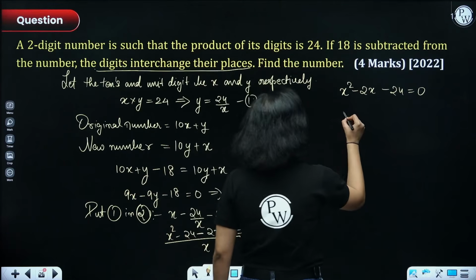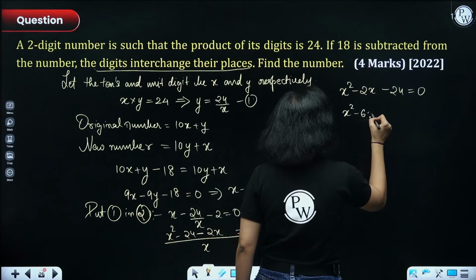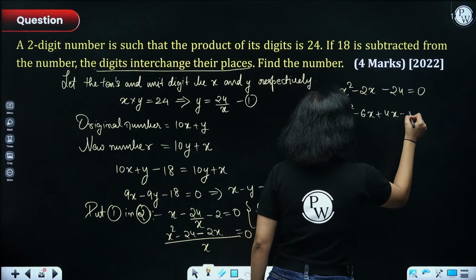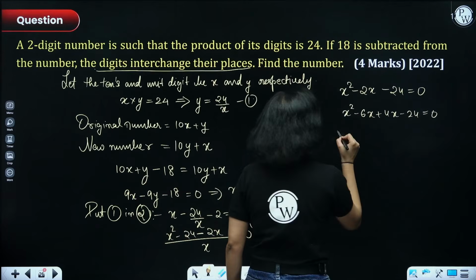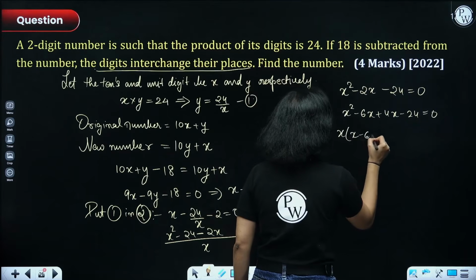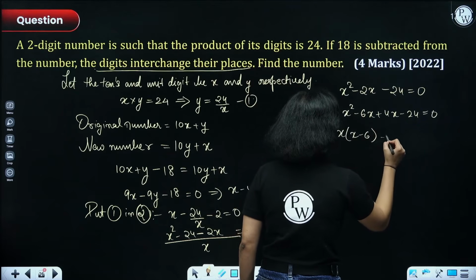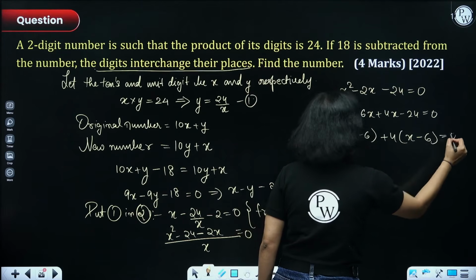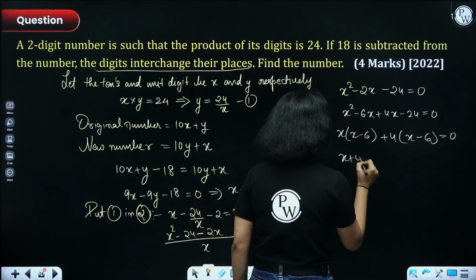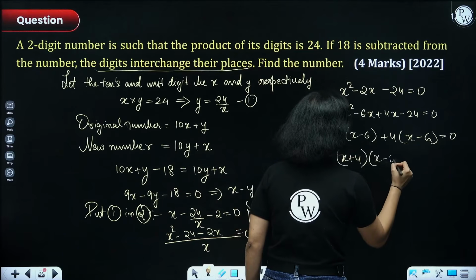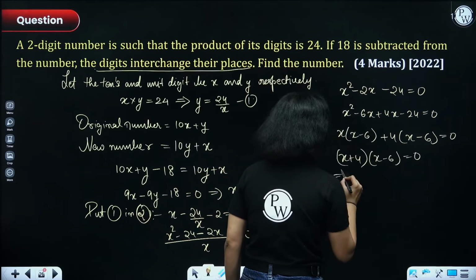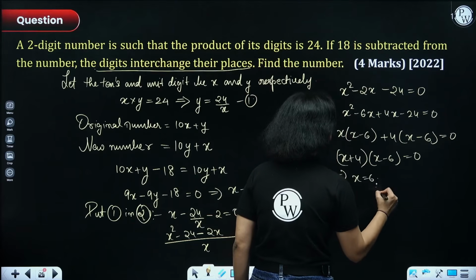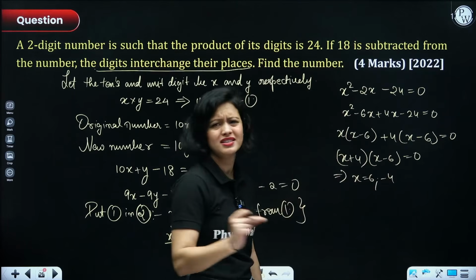So all of this is common sense and it comes with practice, guys. Chalo, so here we'll have x square minus 6x plus 4x minus 24 is equals to 0. I'll take x as common, so x minus 6, plus 4 taken common, x minus 6 is equals to 0. So we'll have x plus 4 into x minus 6 is equals to 0. From here we get the value of x as 6 and negative 4. I hope now you can do these factorizations really fast.